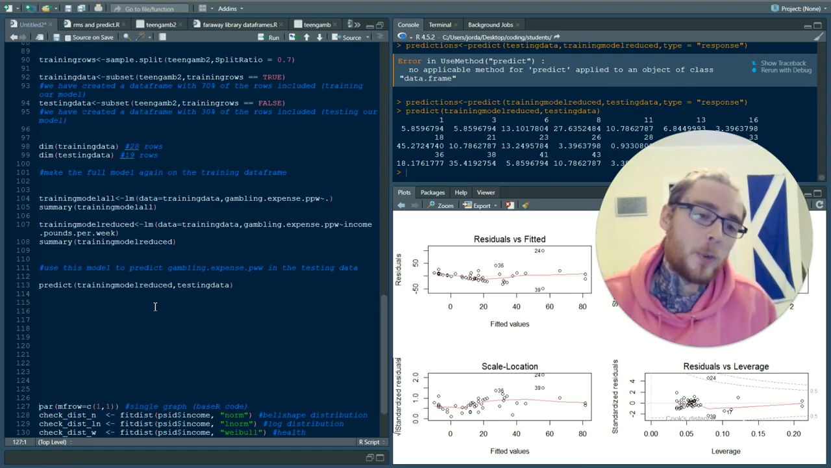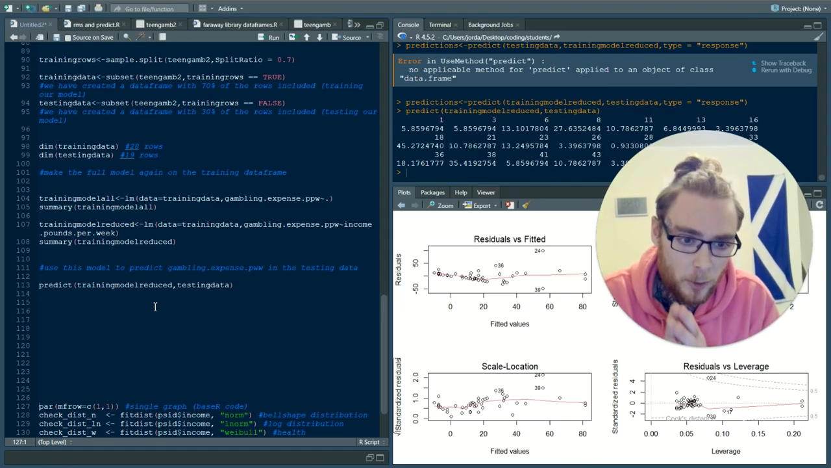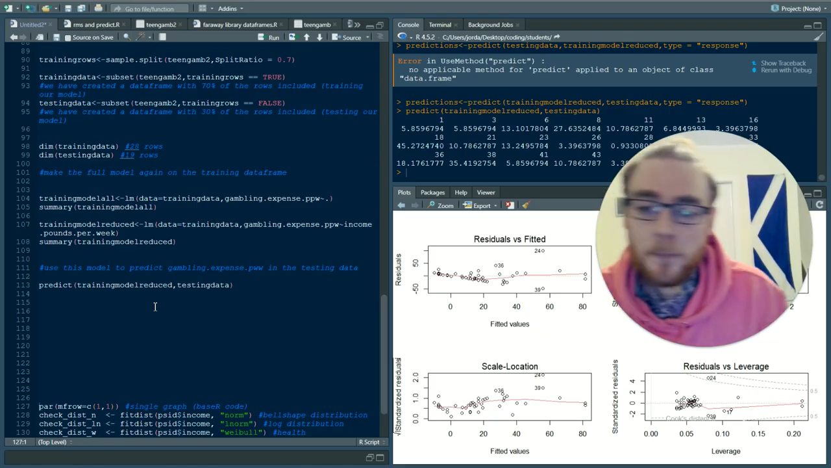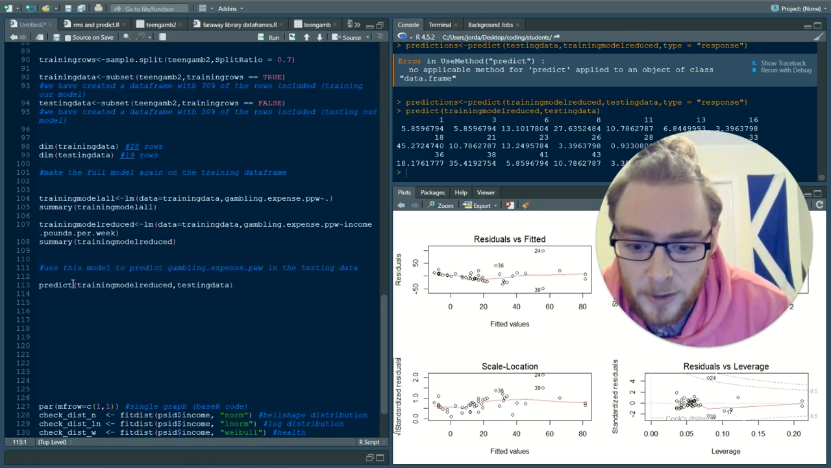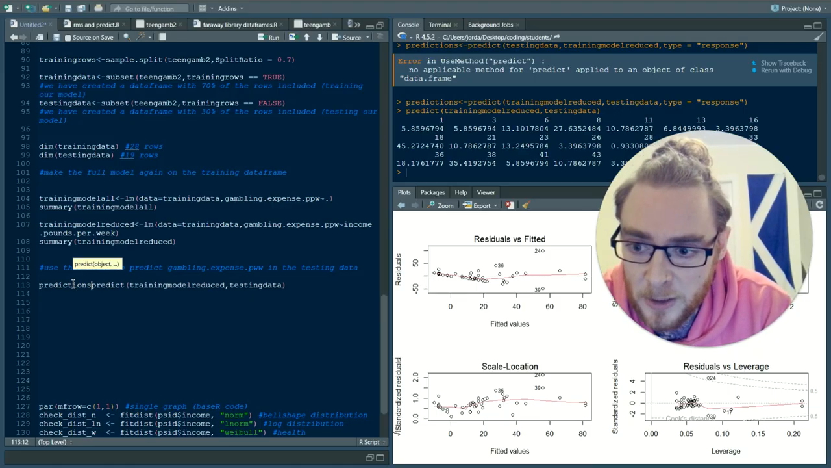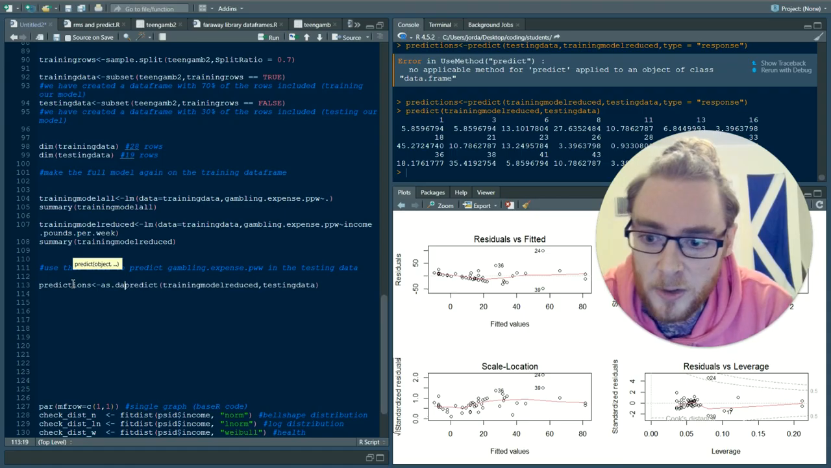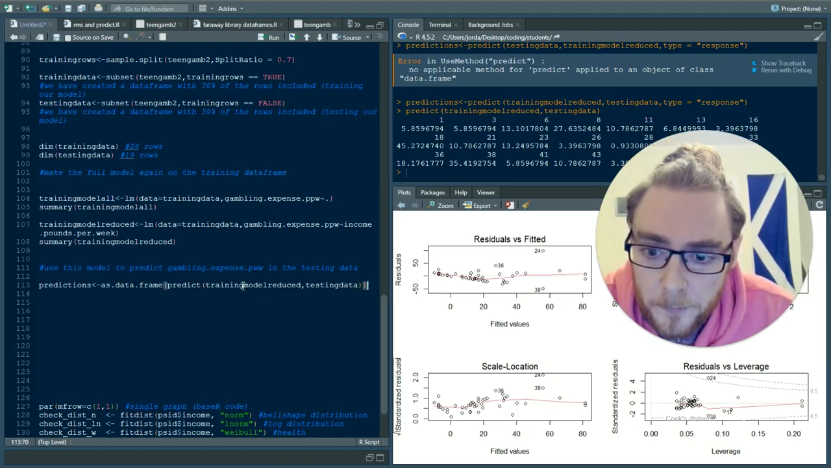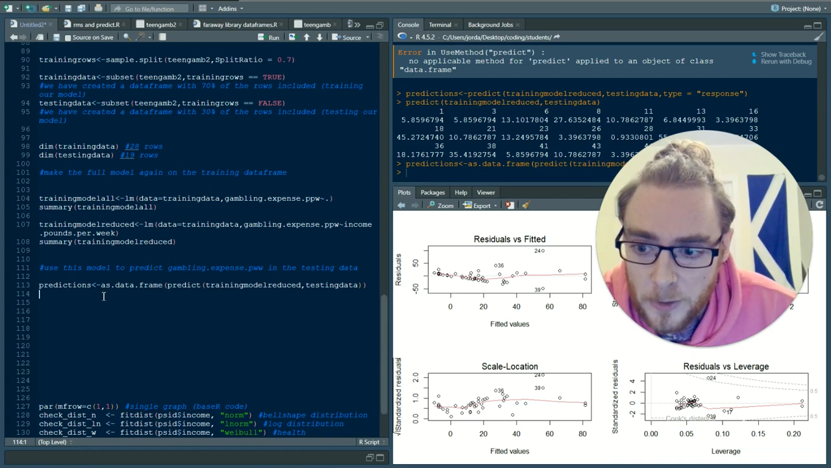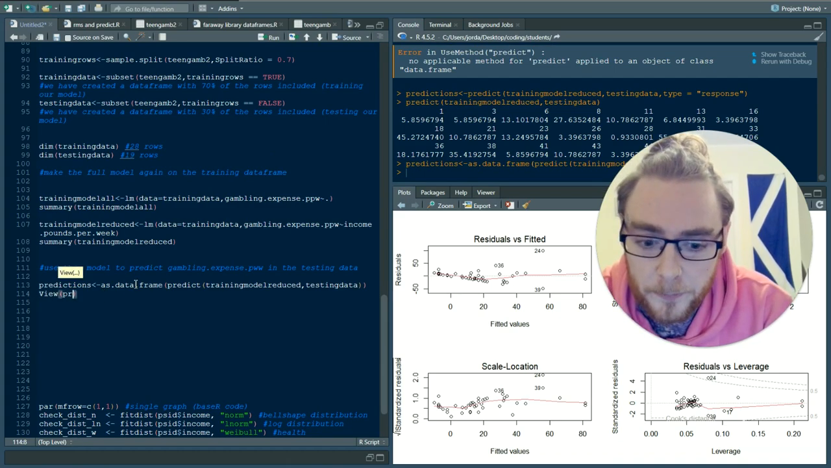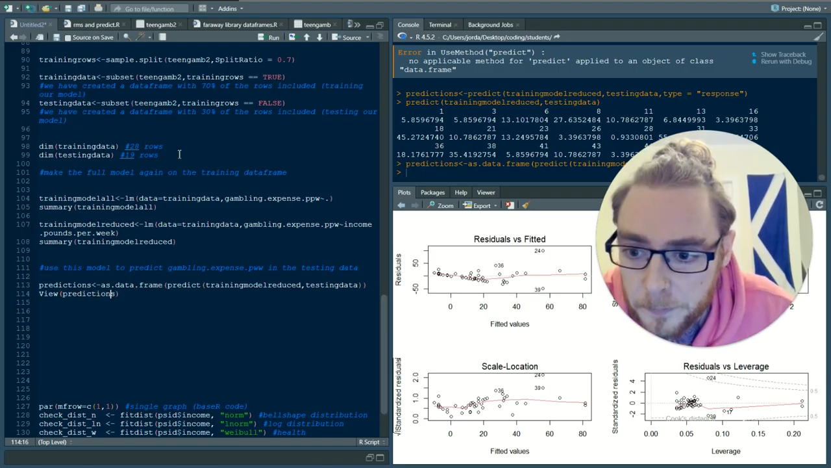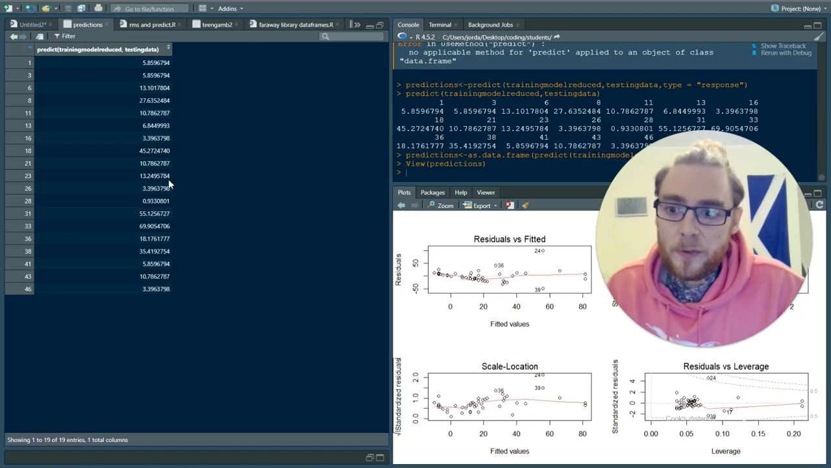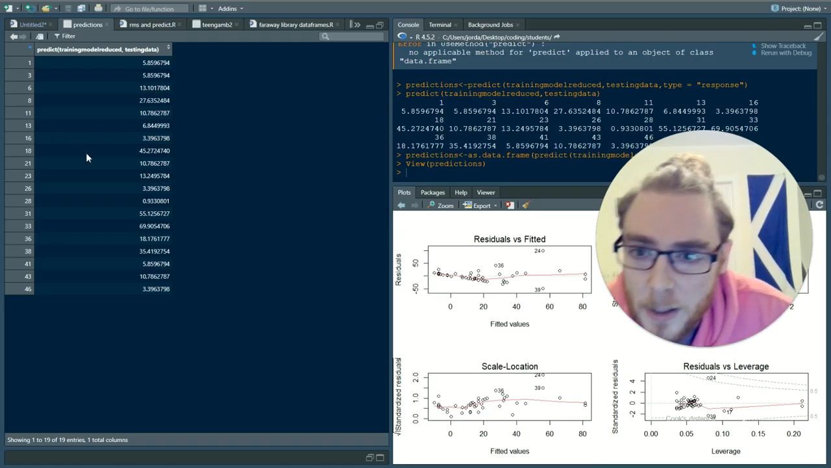We want those predictions of gambling PPW and gambling expense PPW to be in a data frame. And you remember that to do that, you just create a new data frame here, predictions, back arrow, as.data.frame, and stick that whole prediction code in brackets. You can then view the predictions. And these are the predictions that it came up with for the given row numbers.